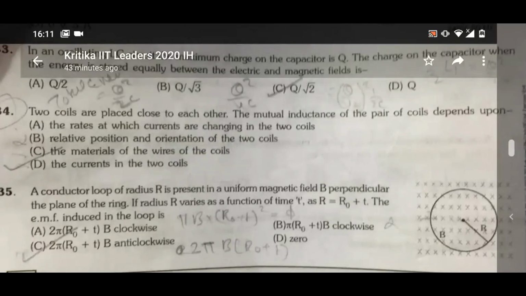For example, you remember for two solenoids, mutual inductance क्या होता था? Mu into N1 into overlap length into overlap area. Sir.